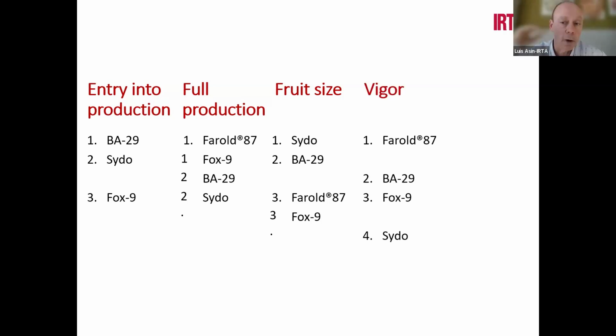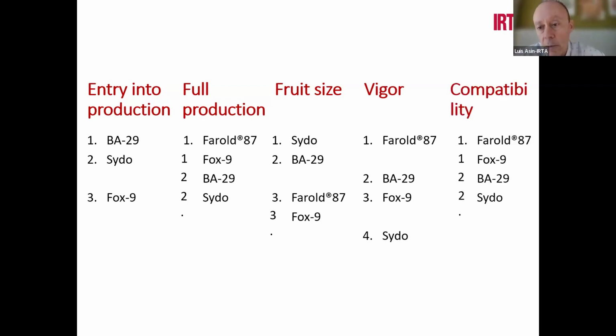From the point of view of vigor, Farrow 87 is the most vigorous one, followed by BH29, quite similar to Fox 9, and an important diminution with Cido. And from the point of view of compatibility, the best ones are Farrow and Fox 9 with any cultivar. In that case, we have no symptoms of incompatibility, but for the other rootstocks, we know that BH29 and Cido are in a non-risky situation, but it depends mainly on which cultivar you are growing.